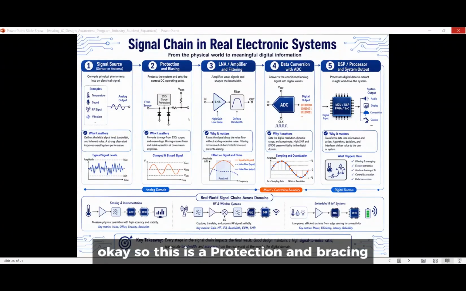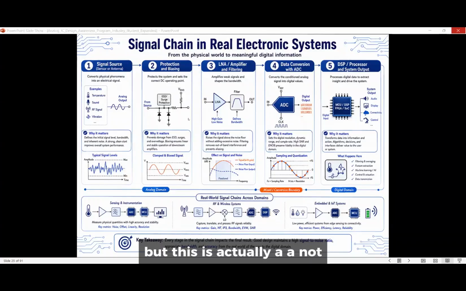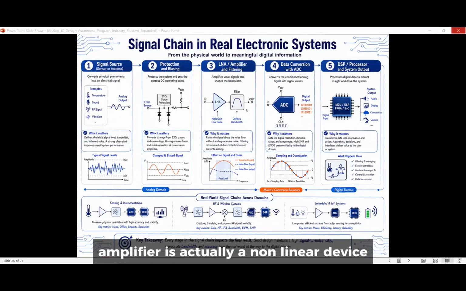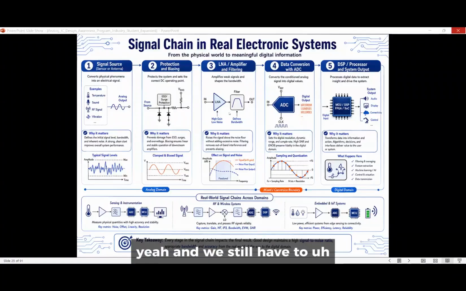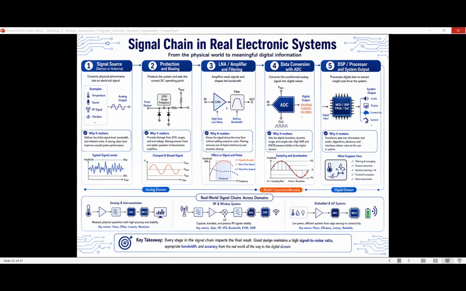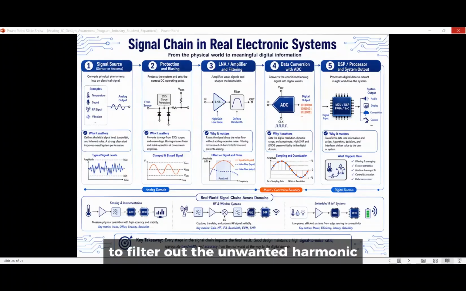Okay, so this is protection and biasing, but this is actually not a focus of this class. Yeah, but we still have to mention it. Later is the amplifier and filtering, as we have mentioned, because the amplifier is actually a nonlinear device. And we still have to design some specific filter to filter out the unwanted harmonics of our designed amplifier.